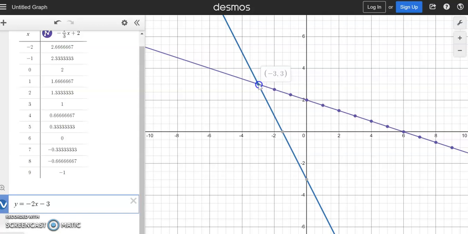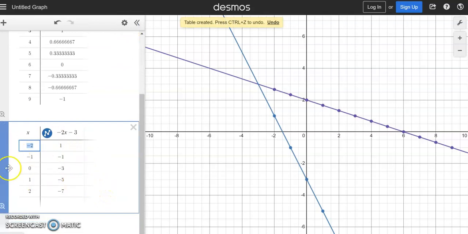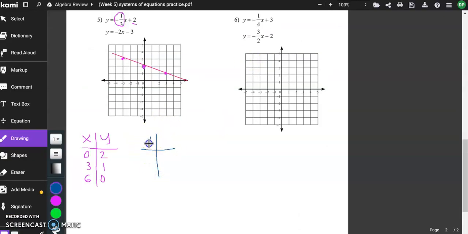I can already start to see where these lines are going to cross, and clicking on it actually shows you that intersection point. So we already know these lines are going to intersect at negative 3, 3, but same thing, I can go ahead and make myself a chart for this line. This one already has a bunch of good points, so I'm just going to copy down the first few. Negative 2, 1, negative 1, negative 1, and then 0, negative 3. So again, I'm making a chart. Got my x and my y. I've got my negative 2, 1, negative 1, negative 1, and then 0, negative 3.